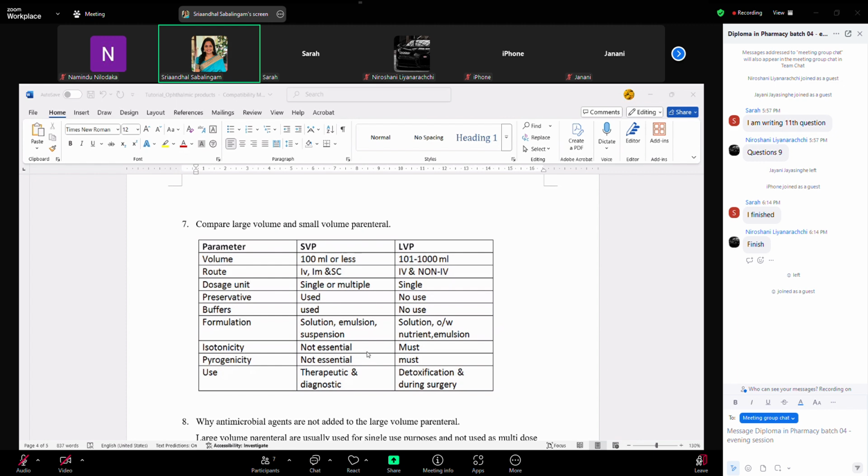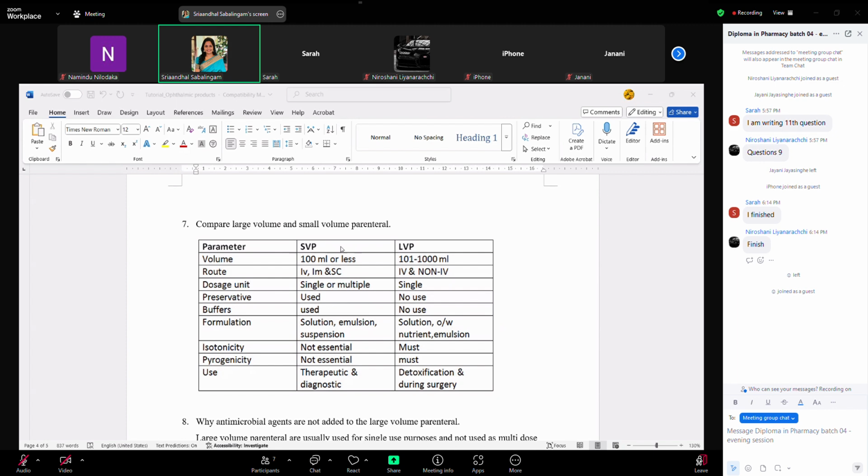On isotonicity, because a small volume is less than 100 mL, even if you give a hypertonic or hypotonic solution, that is not going to influence your overall tonicity. But large volume parenterals are sometimes 1 liter, and if you don't maintain the tonicity, they can cause damage to your cells. So large volume parenterals should always be isotonic. And again, pyrogenicity: since these are large volume, they definitely should be pyrogen free, so make sure there are no antigens or foreign bodies.